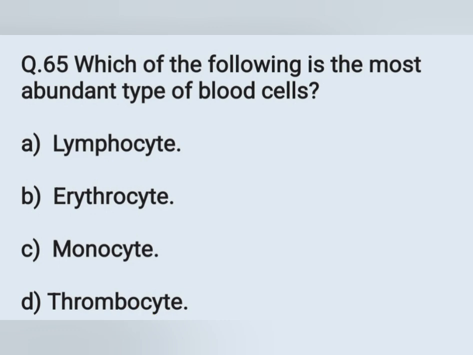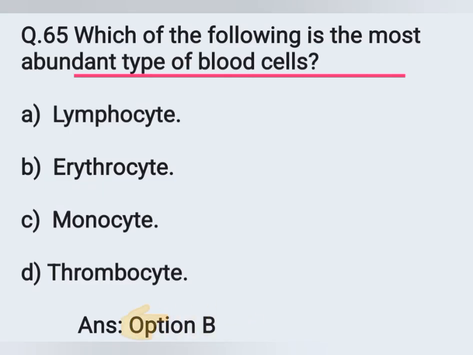And the next question, question number 65. Which of the following is the most abundant type of blood cells? Options: Option A, lymphocyte. Option B, erythrocyte. Option C, monocyte. Option D, thrombocyte. Among this, which is the most abundant blood cell? It is erythrocyte. Option B is the correct answer.